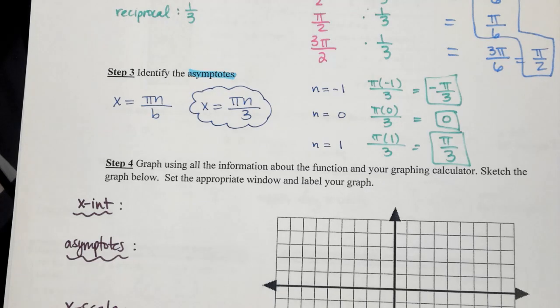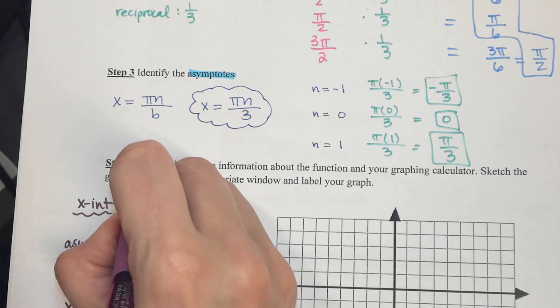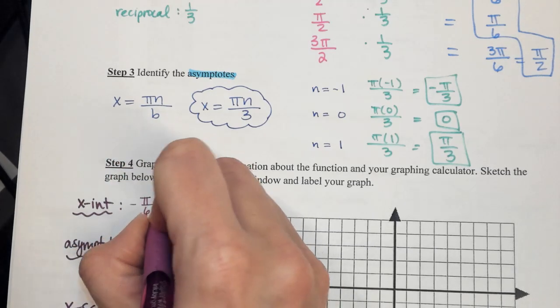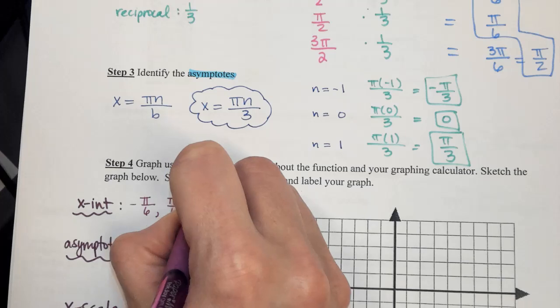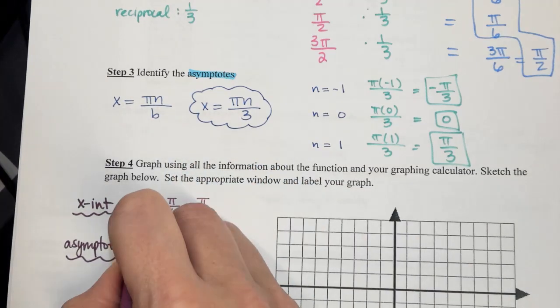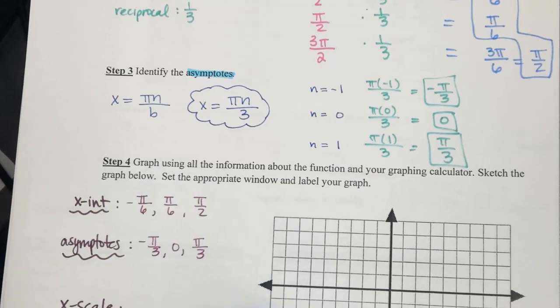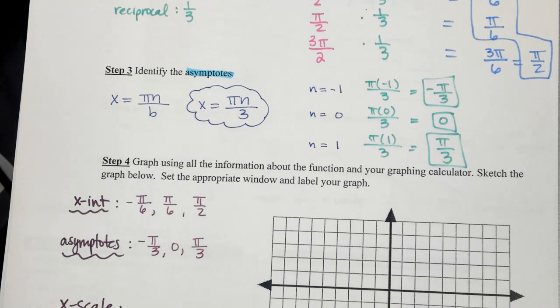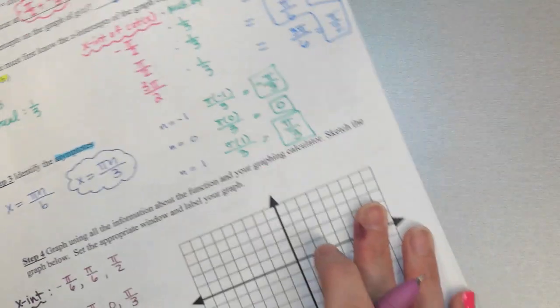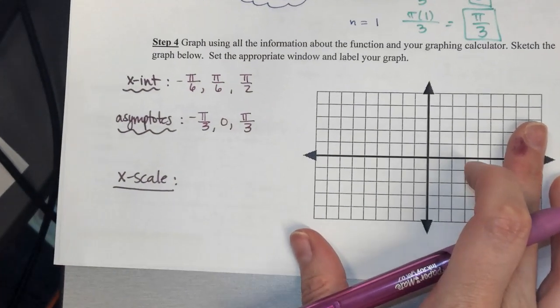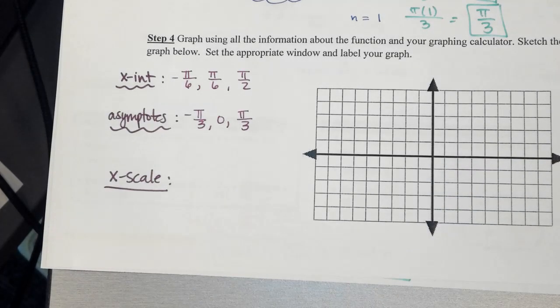Okay, so now what we're going to do is compile that information. So the x-intercepts, we have -pi/6, we have pi/6, and we have pi/2. The asymptotes, we have -pi/3, 0, and pi/3. And I'll leave it on for this question. We've already discussed it. Okay, but I want you guys to think about what your scale should be so that we can hit pi/6, pi/2, and pi/3.